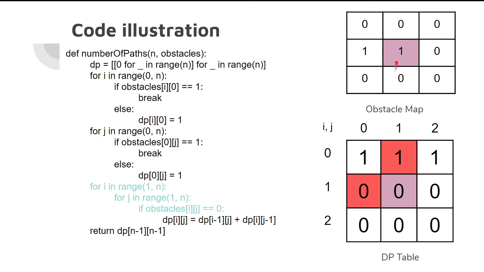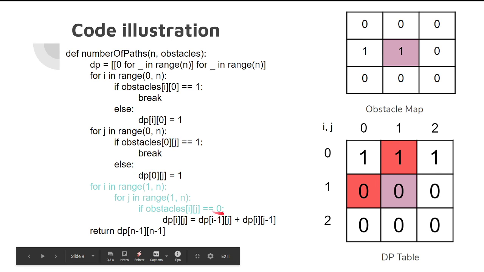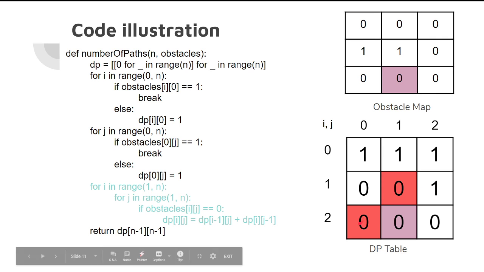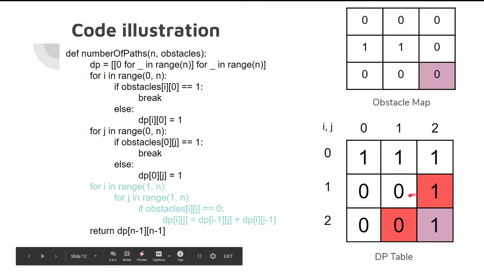And now you're looking here. Since there's an obstacle, you don't do anything and it stays 0. And then when you look here, since there is not an obstacle, you add the 0 and the 1, which will make 1. Here, 0 plus 0 is 0, so this will stay 0. And here, 0 plus 1 is 1, so it would be 1.